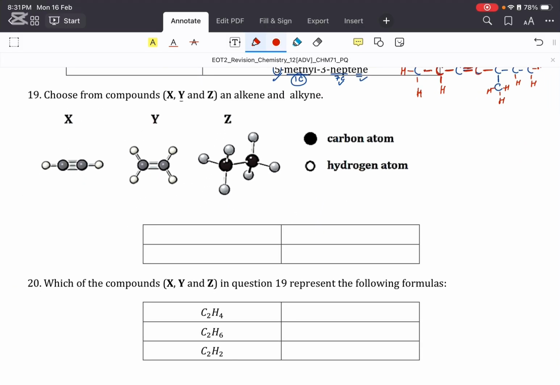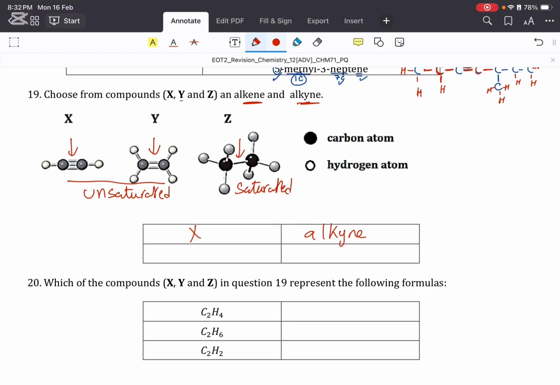Now, X, Y, and Z. I can see that there's an alkyne, alkene, alkane. Or the bonds between the carbons are single. That's the saturated one, and these are the unsaturated ones. So the question says, choose from compound X, Y, and Z the alkene and the alkyne. So X is the alkyne and Y is the alkene.